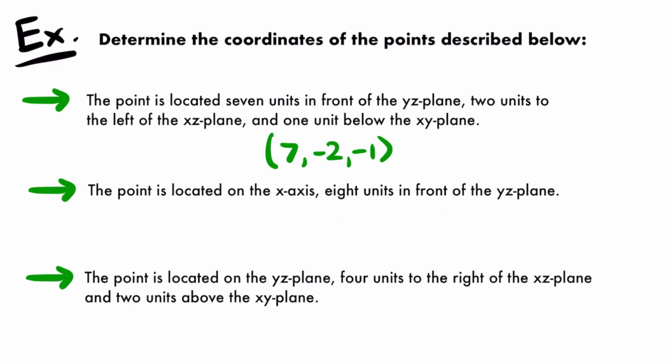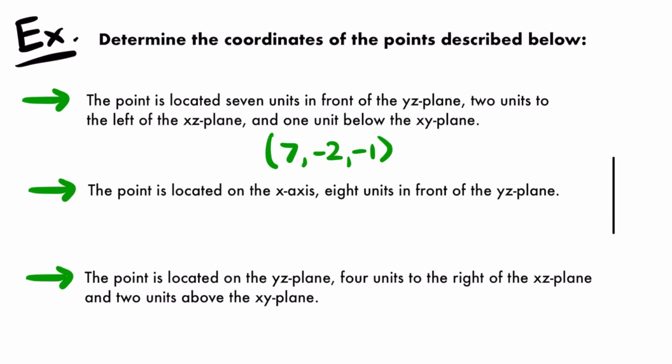So this measurement that we have here must be a measurement of x. We are 8 units in front of the yz plane. So we're talking about the x direction, particularly 8 in front of it. And so that's going to be a positive x coordinate. All right, if it was behind the yz plane, then that would be a negative x coordinate.